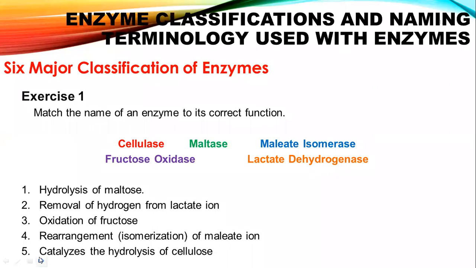Okay, so there are 6 major classifications of enzymes. Match the name of an enzyme to its correct function. Number 1, hydrolysis of maltose. What do you think? Anyone? Maltase, ma'am. Yes, very good.